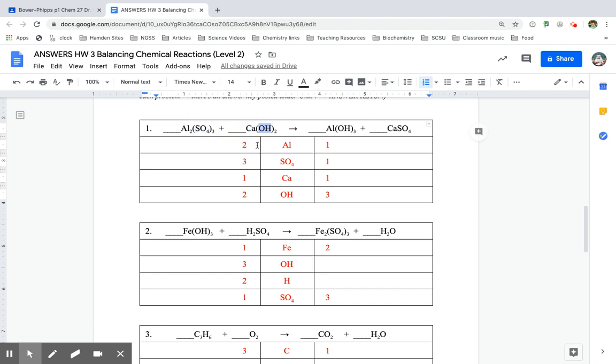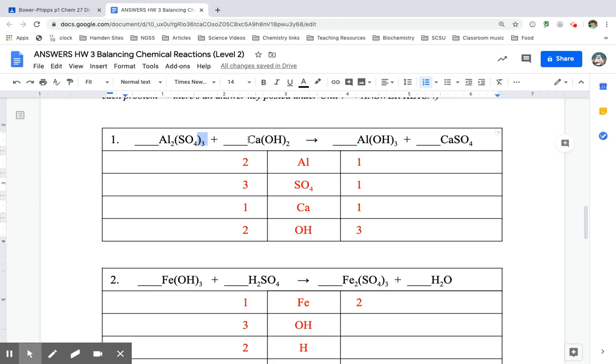And then I went ahead and counted them. There are 2 Als, 3 SO4s. There is 1 Ca and 2 OHs. On the left-hand side, 1 Al, 3 OHs, 1 Ca, 1 SO4. Remember that 4 is part of its name, so we don't count it. Now we balance. 2 Als on the left, 1 on the right, so I need to put 2 on the right-hand side.